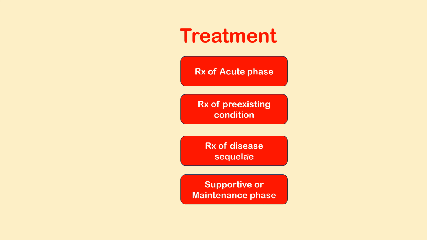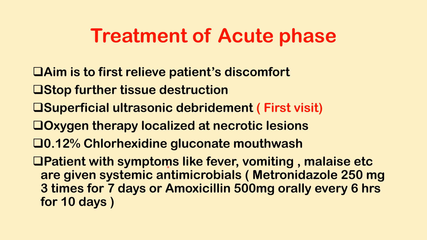So let's begin with the treatment of acute phase. In this, the aim is to relieve the patient's discomfort. Second is to stop further tissue destruction. This is the first visit treatment provided to the patient, in which superficial ultrasonic debridement is done. Oxygen therapy localized at the necrotic lesion, that is the papillary gingiva, using 0.12% chlorhexidine gluconate mouthwash is given. Patients presenting with symptoms like fever, vomiting, malaise, etc., are given systemic antimicrobials.